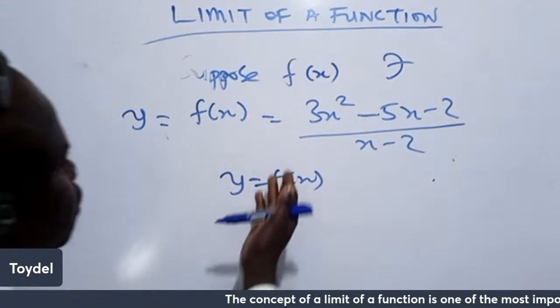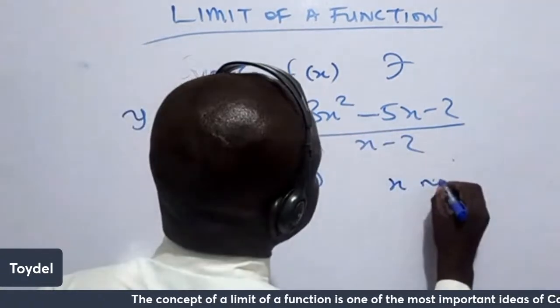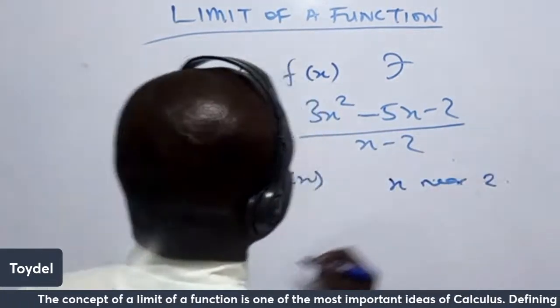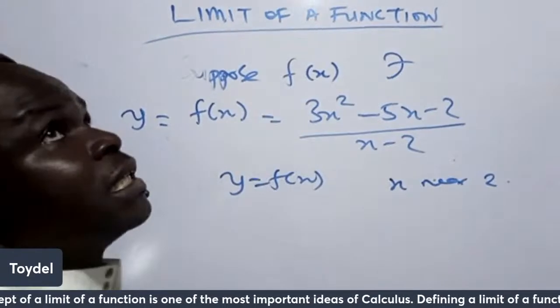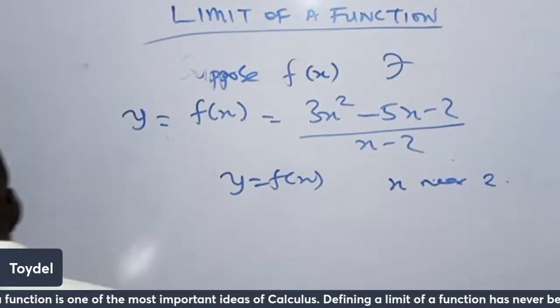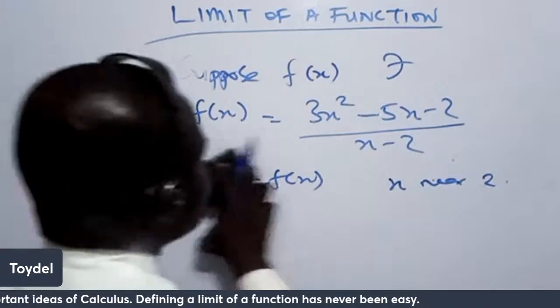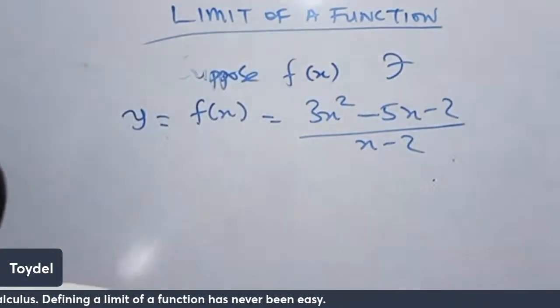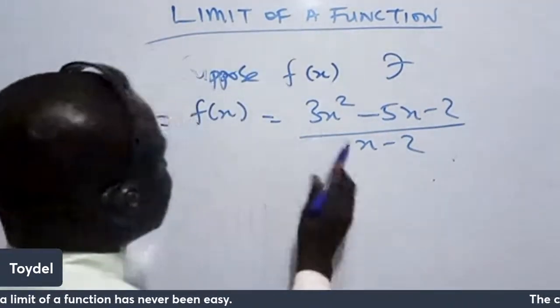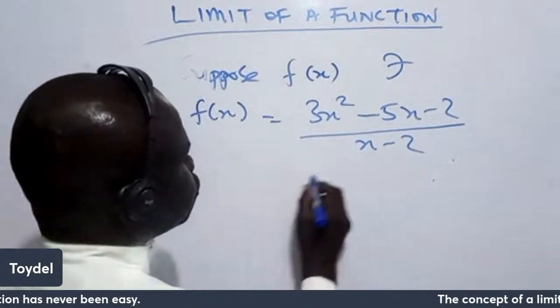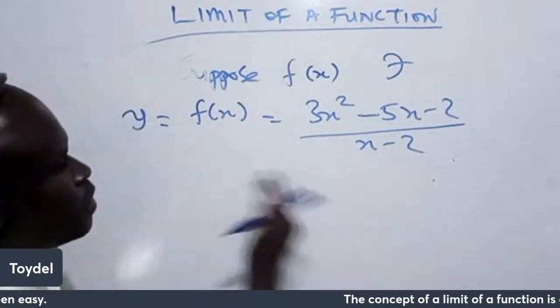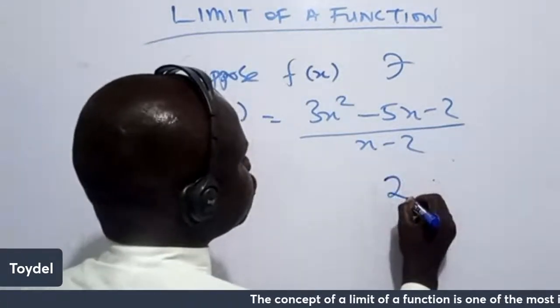When x is near 2, that is, what's the value of y when x is equal to 2? So how do we take that? Then we talk about the limit of a function. So what do we do? x can approach 2 either from the left or from the right. That is, if this is 2.